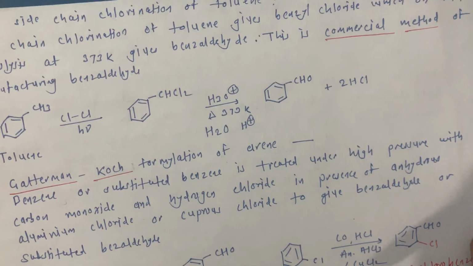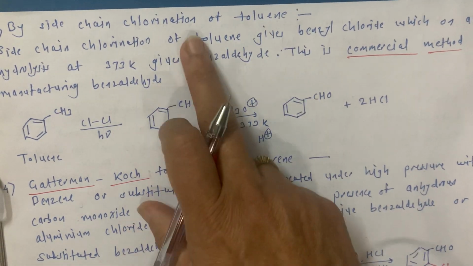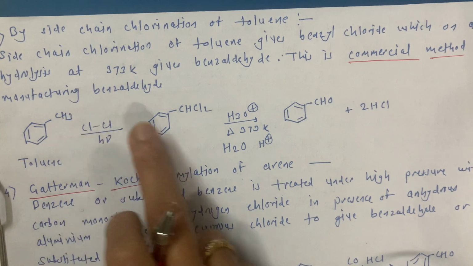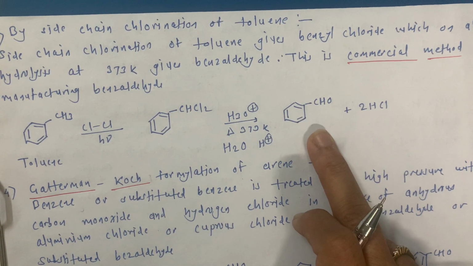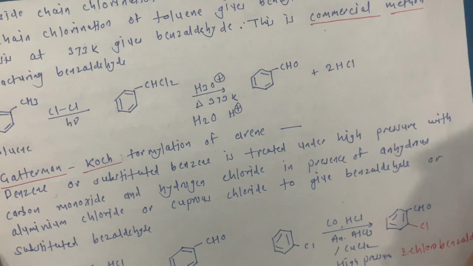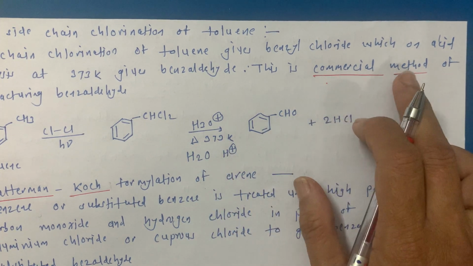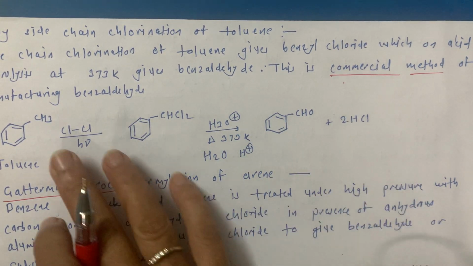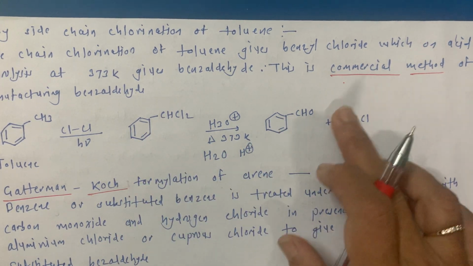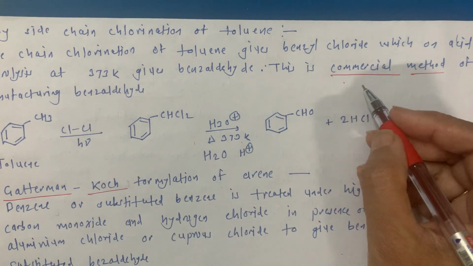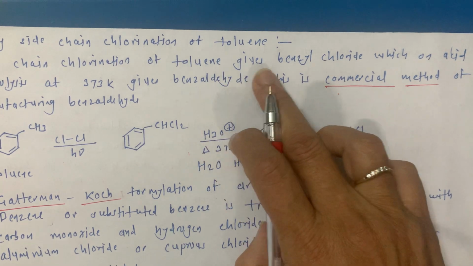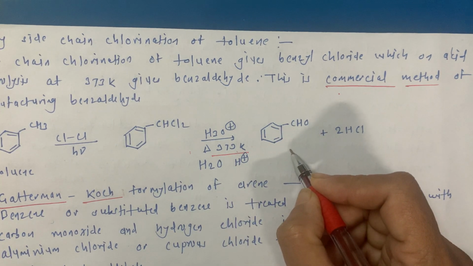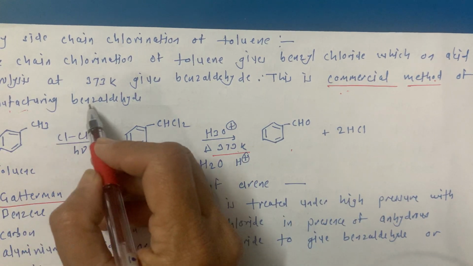Next, by side chain chlorination of toluene, we are going to get aldehyde. By side chain chlorination, this side chain undergoes chlorination and we get aldehyde. This is one of the commercial methods where we get a very good yield. The product quantity is high. So this is a commercial method, and the reaction is very neat. No complications, no complex formation, not many byproducts, only a simple byproduct. Such reactions are called commercial methods. So here toluene gives benzyl chloride, which on acid hydrolysis at 373 Kelvin gives you benzaldehyde, and this is the commercial method of manufacturing benzaldehyde.